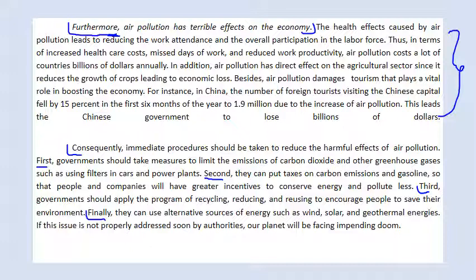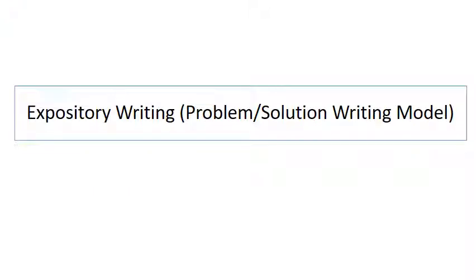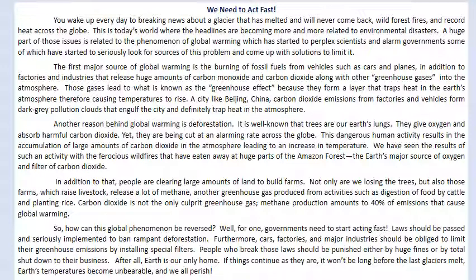If this issue is not properly addressed or tackled or dealt with soon by authorities, the government, our planet will be facing impending doom. Okay? Now the problem-solution writing model. We need to act fast. Here I talked about another environmental issue, global warming. It's also an expository essay. I started with an interesting hook. You wake up every day to breaking news about a glacier that has melted and will never come back, etc.